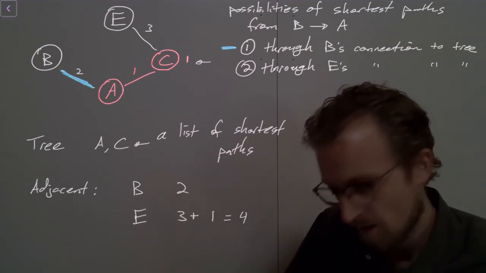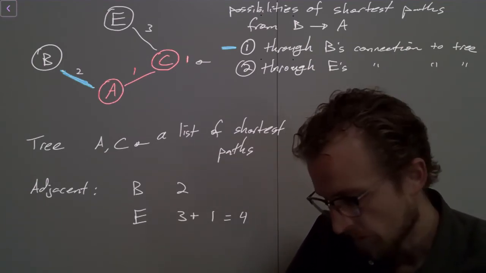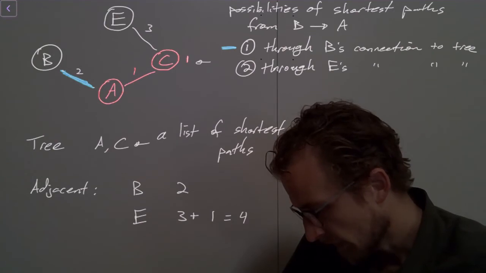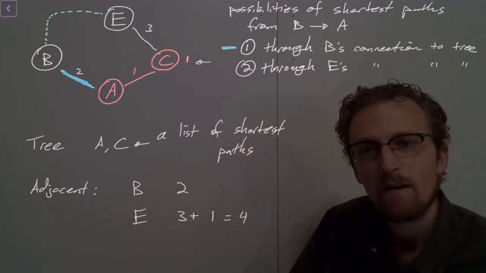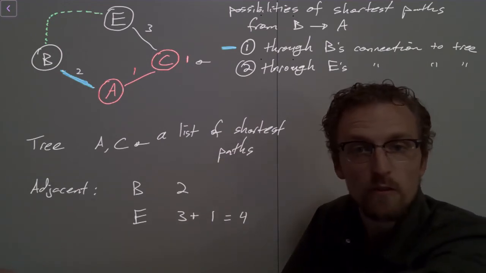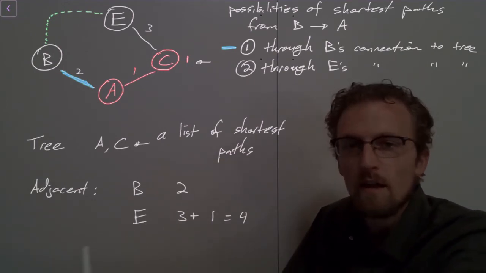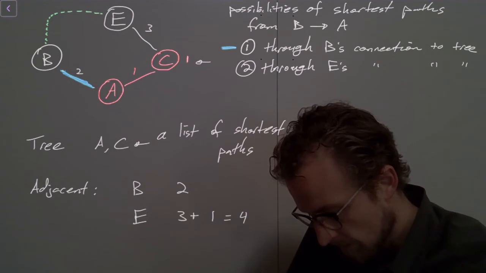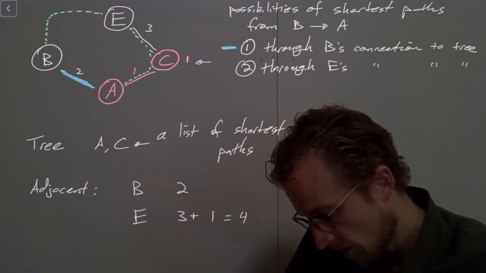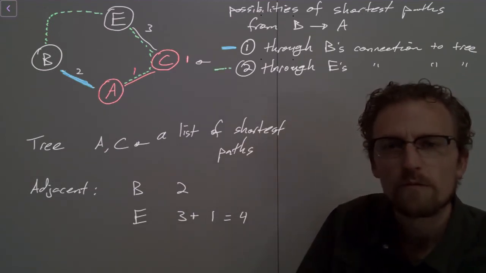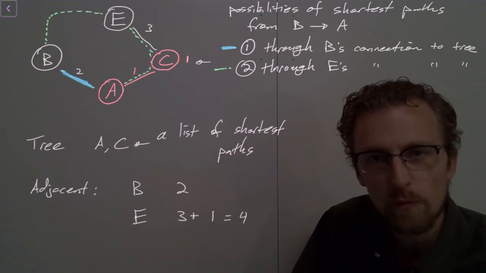But let's just focus on the problem at hand for now. So the other possibility is that B connects somehow, through maybe some other network of nodes, and then to E, and then from E to the tree, right? So it could go like this. Okay, and so this is the other. There we go, dotted. That's how we'll distinguish it. This is the other possibility.